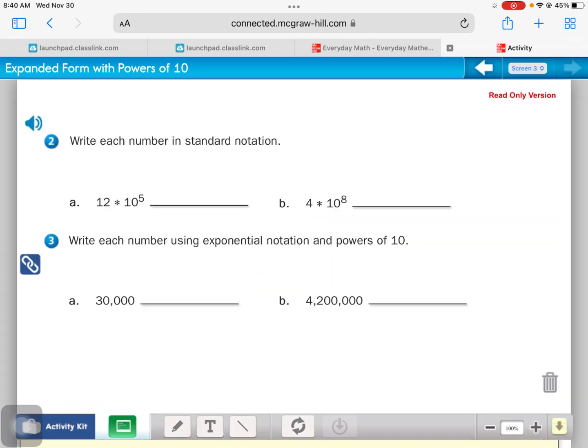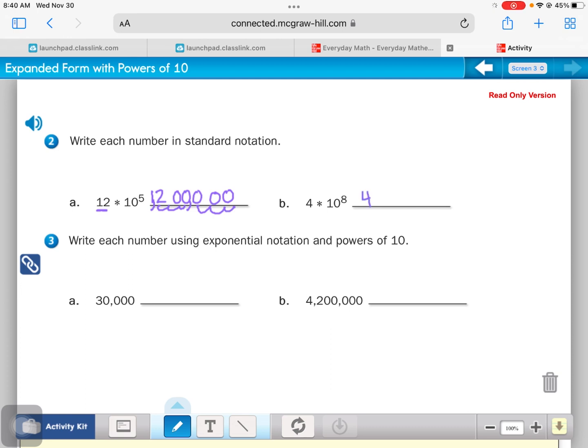Let's go on to that next page. So then it says write each number in standard notation. This is really tricky, but I know we can do it. So if I'm saying 12 times 10 to the 5th power, I'm going 12, 1, 2, 3, 4, 5. 1, 2, 3, 1, 2, 3. So when I'm putting those commas in, I'm always starting at the back, counting to 3, putting a comma, 1, 2, 3, putting a comma.